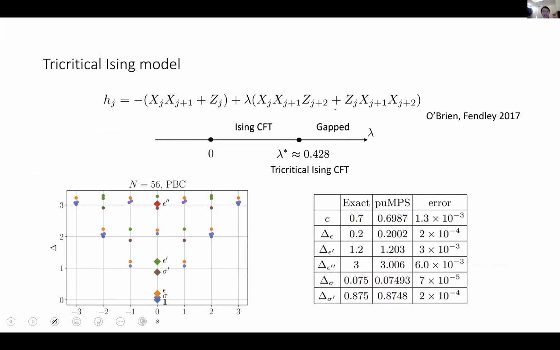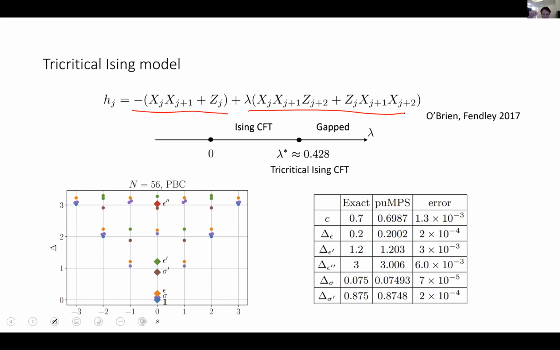Okay. So at this point, I guess everyone should have a hint of how our method is doing. So let me try to apply it to a more challenging problem. I have the Ising model, and I perturb it by a 3-site perturbation. It is shown that at lambda equal to 0.428, this model goes into a phase transition. Before lambda star equal to 0.428, this is a critical line described by the Ising CFT. But after this lambda star, it becomes a gapped theory.